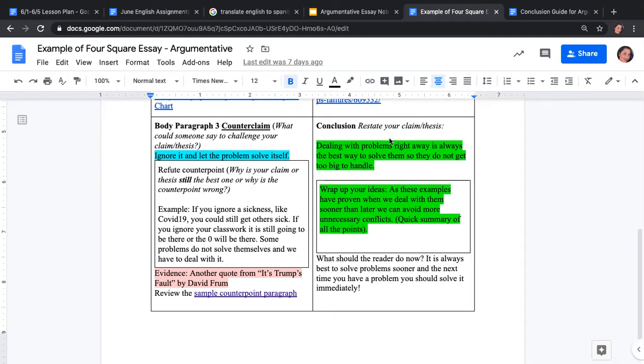So I'm writing my conclusion. And here I brainstormed, and I did this way at the beginning, but I used my 4-square chart and I brainstormed. So now I can actually take these ideas, these sentences that I brainstormed, and put them into my conclusion. So the first thing that I was supposed to do was restate my claim or my thesis. And I wrote, dealing with problems right away is always the best way to solve them so they do not get too big to handle.